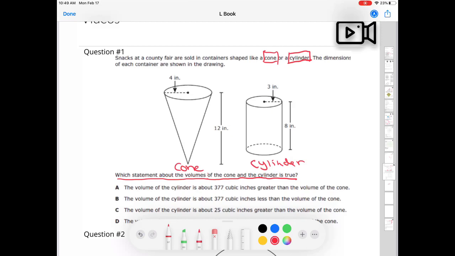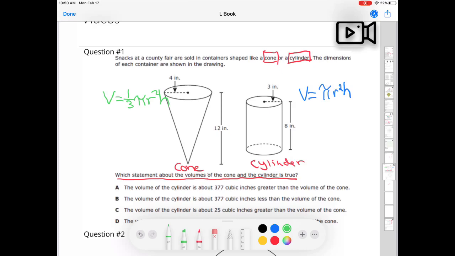So the first formula, which I'm going to go ahead and use green on the left side, volume equals 1/3 times pi times radius squared times height. On the right side, our formula reads volume equals pi times radius squared times height. I didn't memorize either one of these. I just took out my formula chart, looked at it, and that's where I get it from.